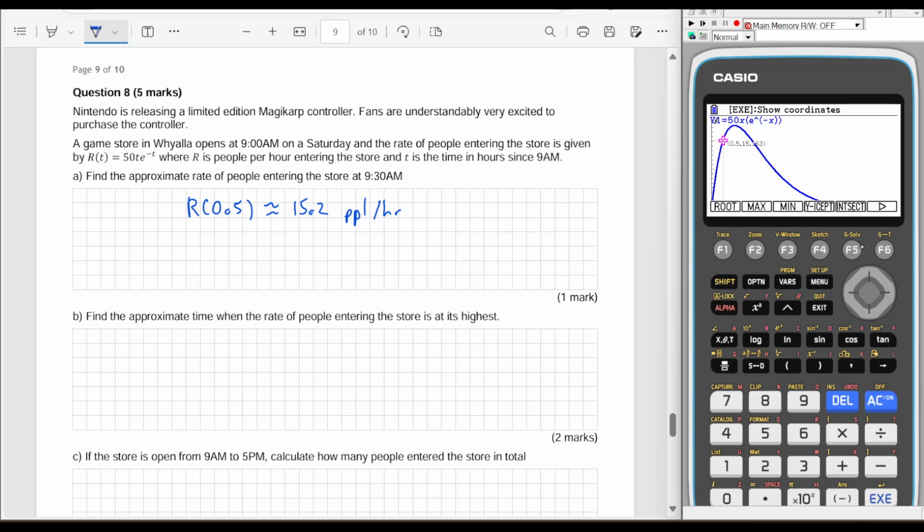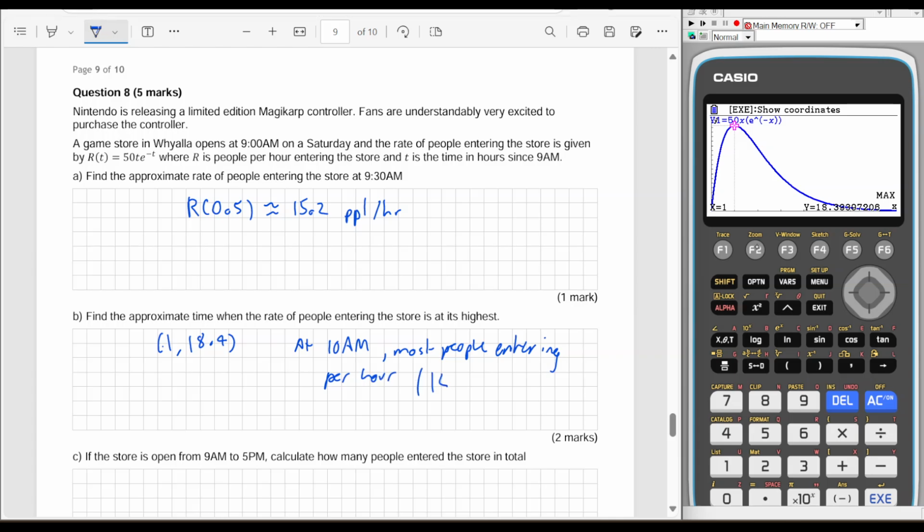Find where it's entering the highest. So that's g-solve max. 1 and 18.4. So at 10 a.m. there is the most people entering per hour. And that happens to be 18.4 people per hour. It's like the busiest.